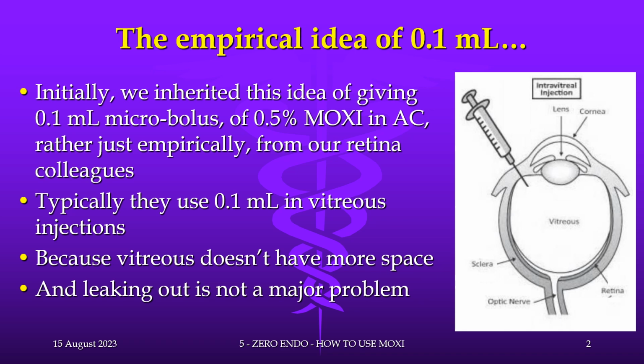Initially we inherited this idea of giving 0.1 ml microbolus of 0.5% Moxi in the anterior chamber, rather just empirically, from our retina colleagues. Typically they use 0.1 ml in vitreous injections because the vitreous does not have more space, and leaking out is not a major problem for them.